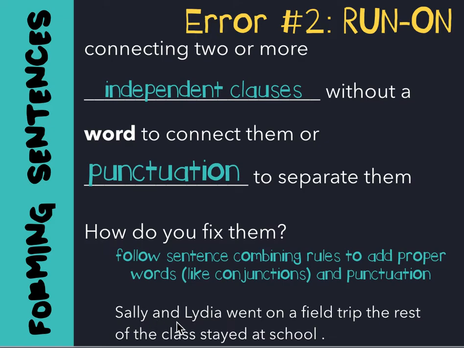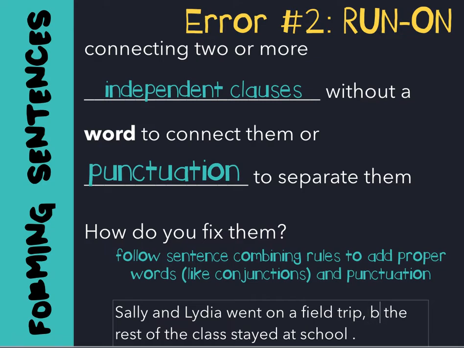In the sentence below, Sally and Lydia went on a field trip. The rest of the class stayed at school. What makes this a run-on sentence is that I have 2 independent clauses. Sally and Lydia went on a field trip. The rest of the class stayed at school. So in between this sentence, I need to add a comma and a conjunction. Sally and Lydia went on a field trip, comma, but the rest of class stayed at school. That's how I would fix this.